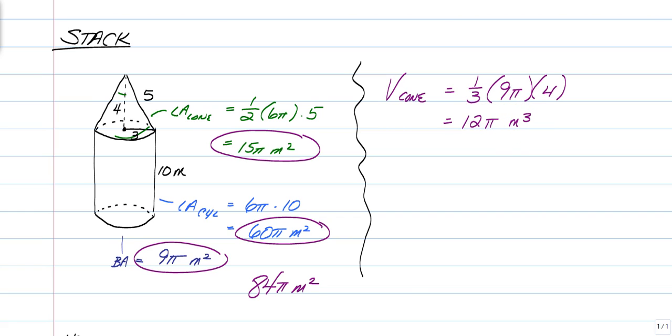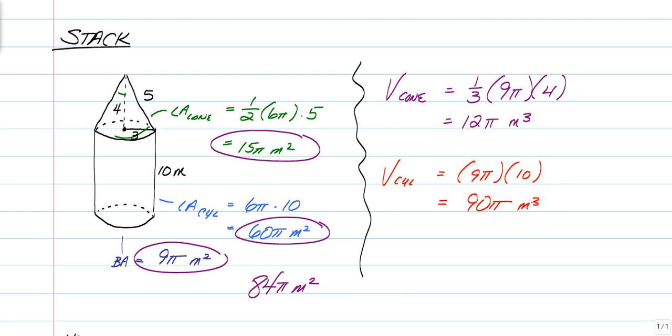Then we have to do the cylinder. The volume of the cylinder is going to be equal to the base area, which we know is 9 pi, times the height of the cylinder, which is 10, and that's going to give us 90 pi meters cubed.